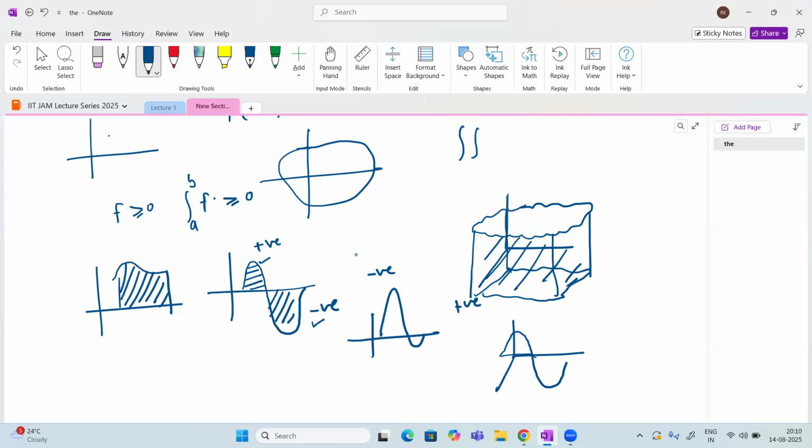Then this volume will be positive and this volume will be negative. If the positive part is less than the negative part, the value of the double integration will be negative. Getting the point? Yes, sir. What I want to say is, it doesn't depend on the region, it depends on the function.